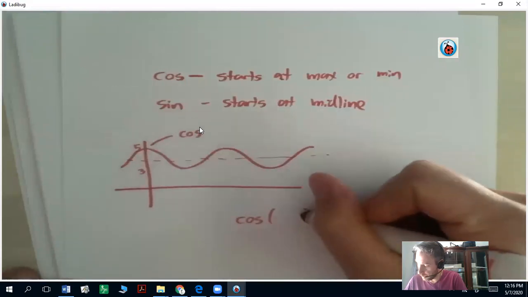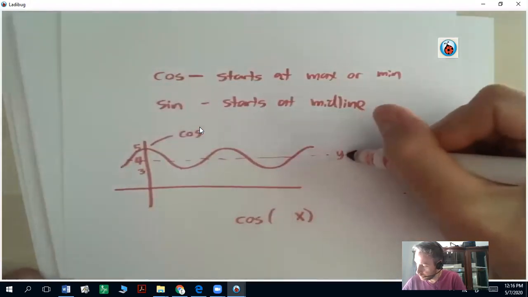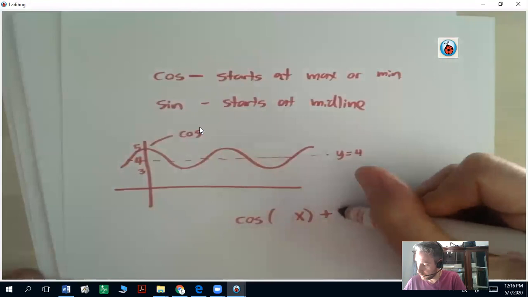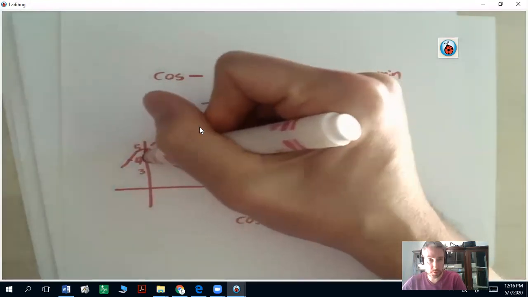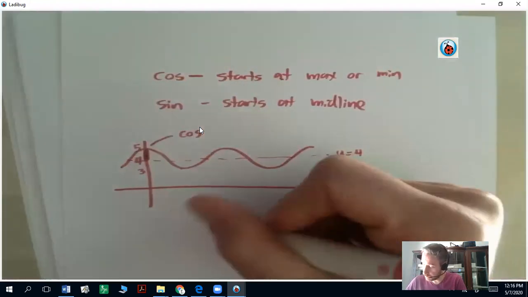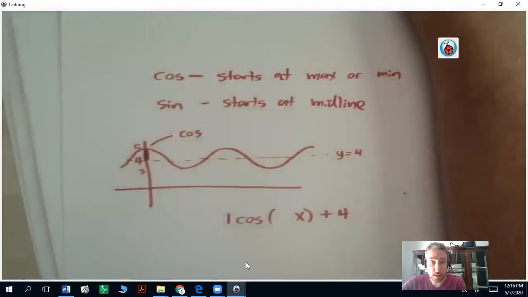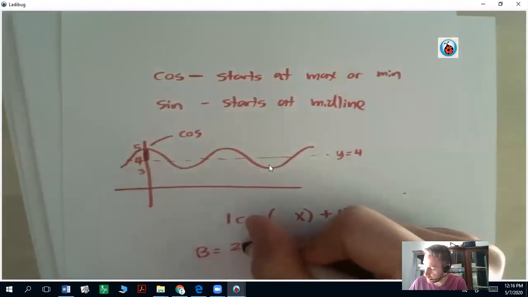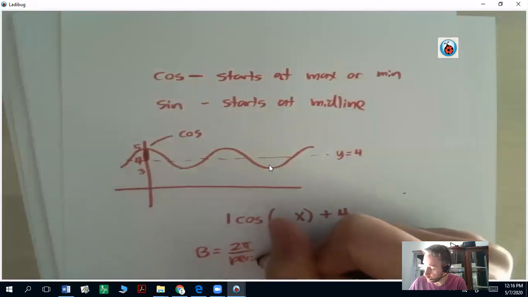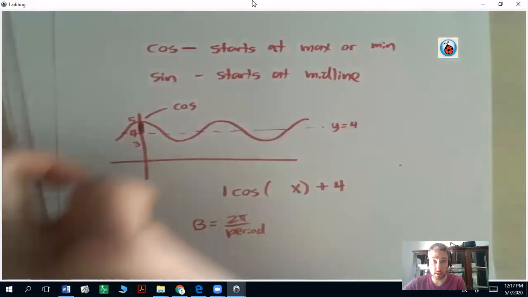I don't know the x part yet, but I know at the very end, since the midline is at 4, it's going to be plus 4. Does that make sense there? Now that vertical distance between the midline and the max, that's the amplitude. It's just going to be 1 because it's only going up to 5. So we have the midline, we have the amplitude. We just got to figure out the b value. Remember, the b value is 2 pi divided by the period. So if we can get the period, we can do 2 pi divided by that and figure out what that number is next to the x.